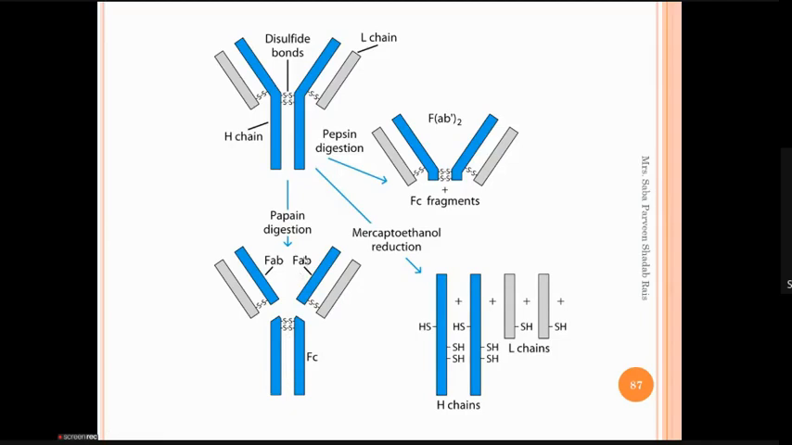But when we give the treatment of mercaptoethanol, at that time the heavy chain and light chains separate completely. And with the same pepsin treatment, you will find this disulfide linkage is there, but still the Fc fragment or two Fab regions will be attached. Here the two Fab segments are separated.